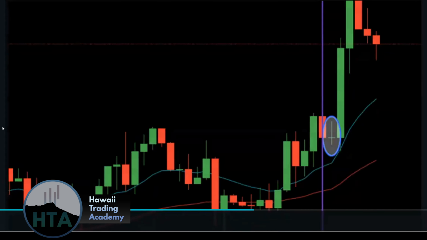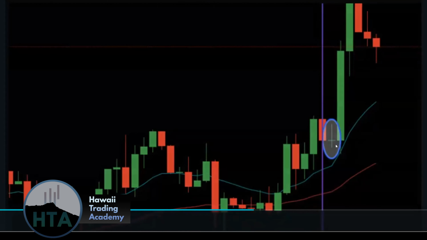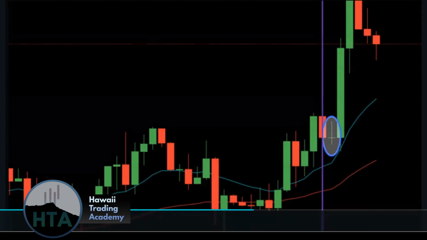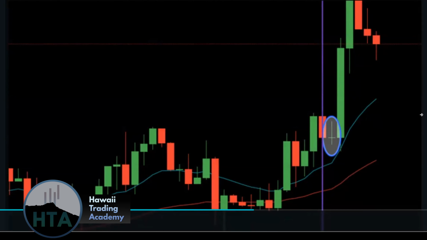Because look what happens after. These are the next bars after that doji on the same chart. Doji close, boom, big bar right here, big candle. So if you were long this market and you noticed that doji and used it as some sort of method to enter a trade, hey, it was a good trade, right? You made some profit.